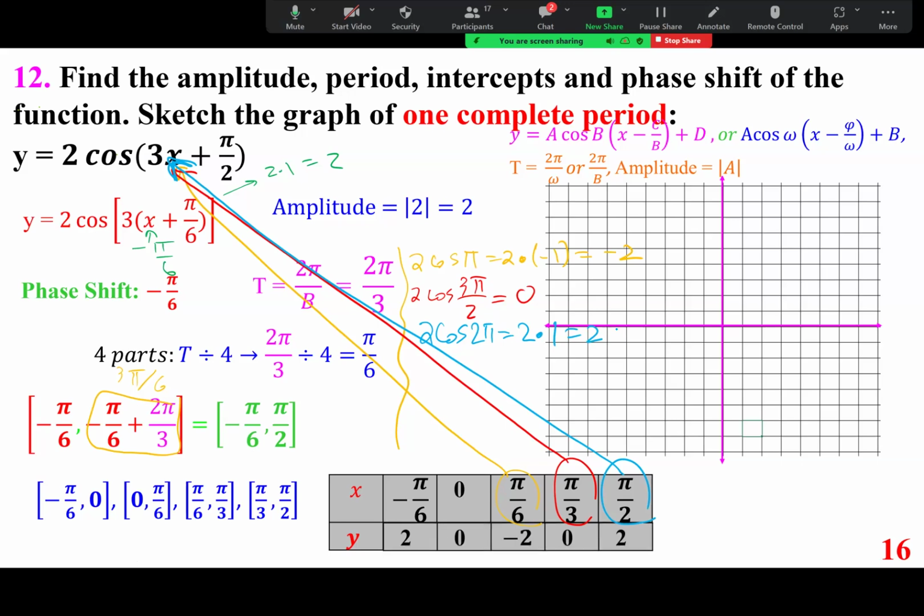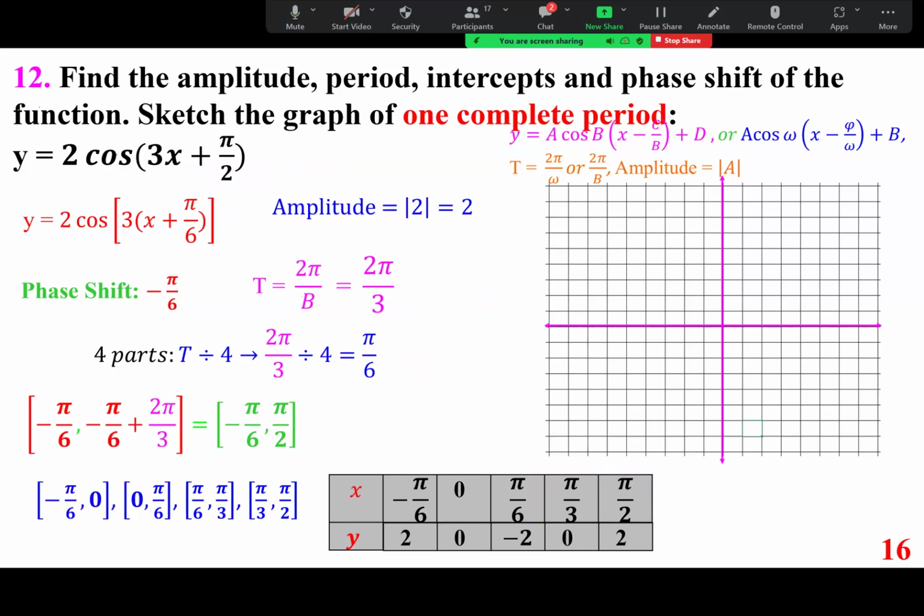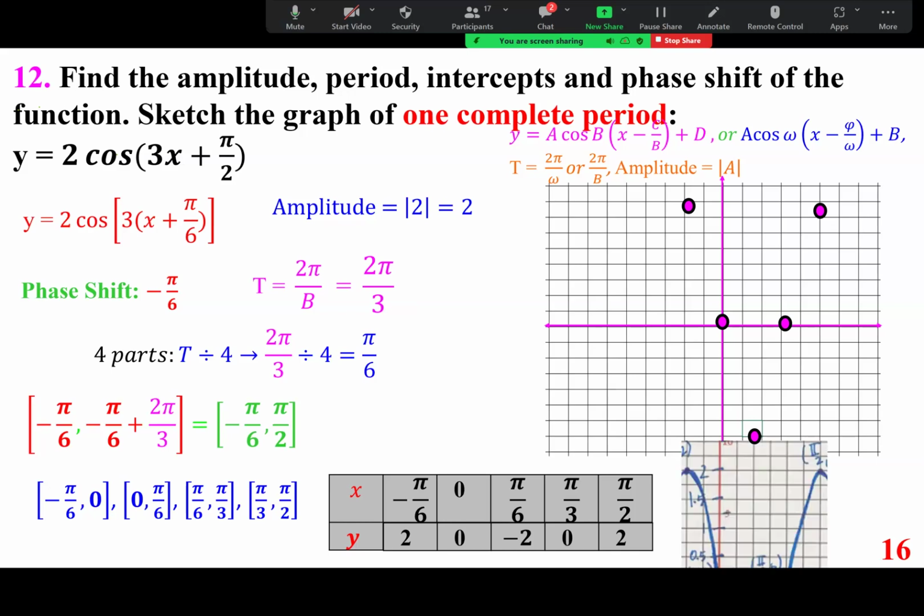So you can do it in your head. You can show work. It's up to you. I'm going to clean up my mess. And I'm going to plot those pairs. Minus pi over 6, 2. 0, 0. Pi over 6, negative 2. Pi over 3, 0. Pi over 2, 2. So that's how you are going to break down your domain and range. And you put them together.